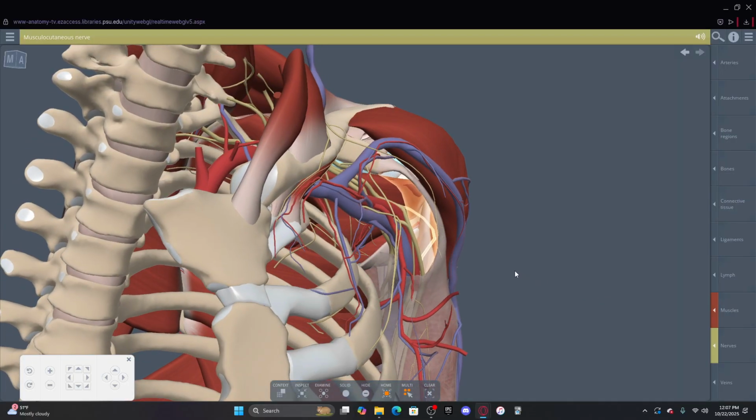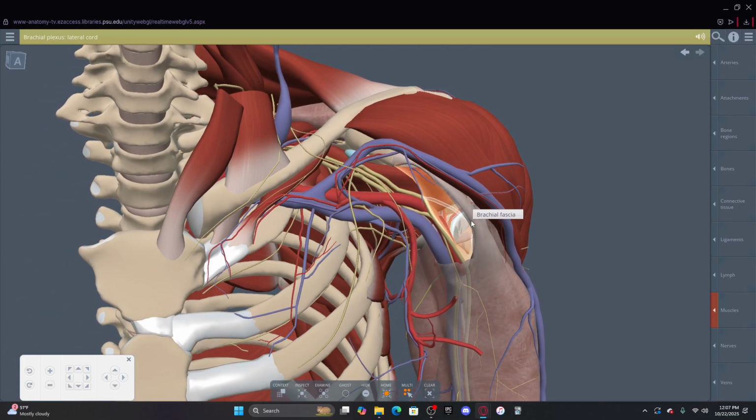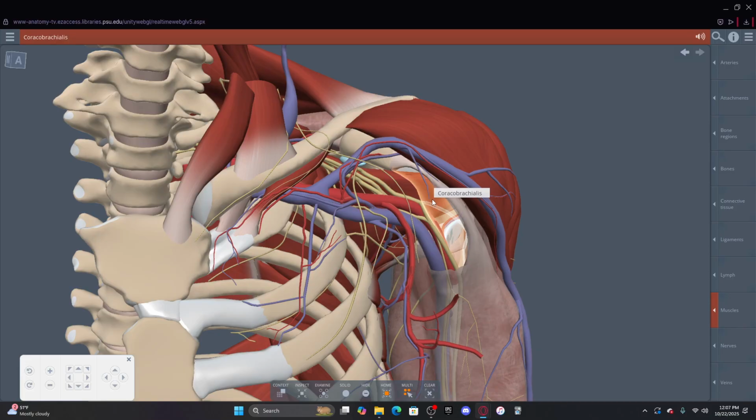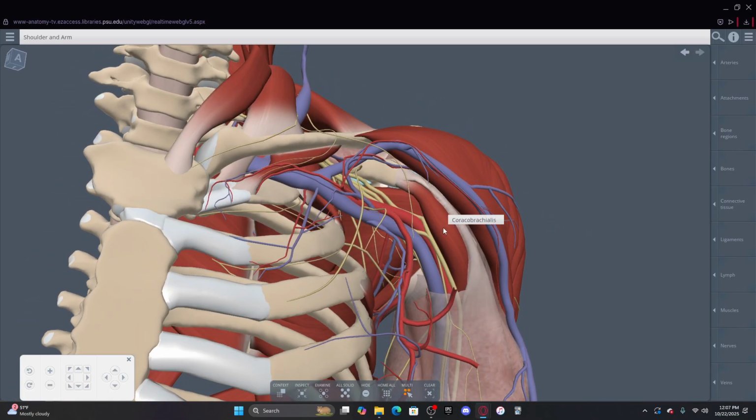Now we're going to look at the median nerve. Like I said, the lateral cord is forming the musculocutaneous and the median nerve. It's forming a portion of the median nerve and it's forming the musculocutaneous nerve. Now that we have that down, we're going to move on to the median nerve.